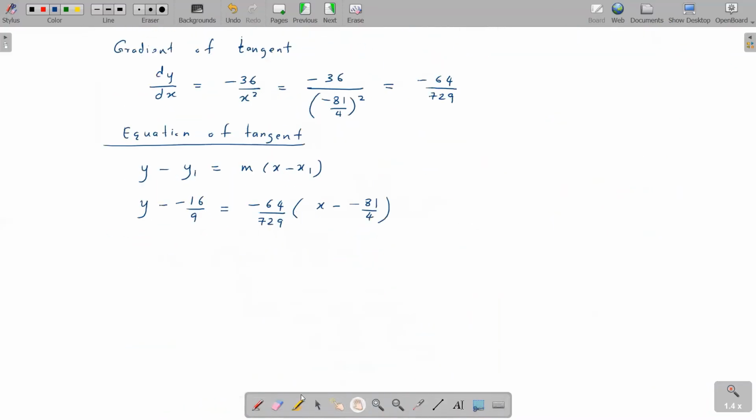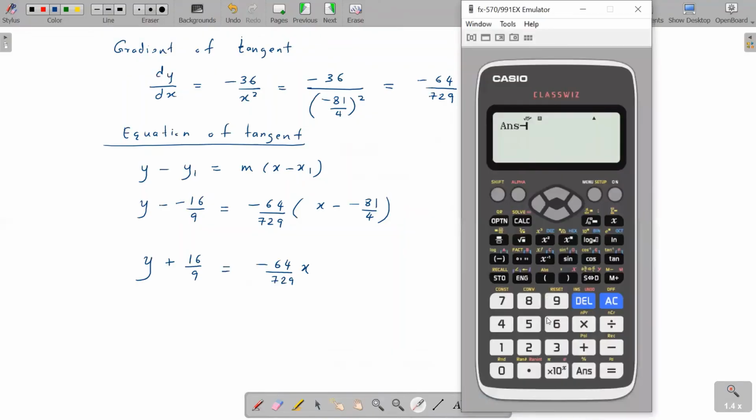So when you make y the subject, what do we get? Shall we open the bracket here? Y plus 16 over 9. Can you all expand the bracket? Minus 64 over 729 into x is minus 64 over 729x here. Minus into minus is plus. Plus 81 over 4 multiplied by minus 64 over 729. Can you all tell me the answer? Be careful here. Minus 64 over 729 multiplied by plus 81 over 4. Are you following me?